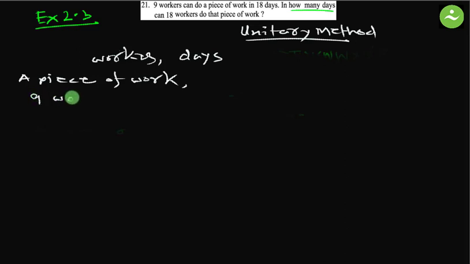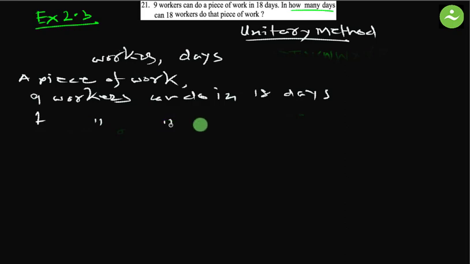9 workers can do in 18 days. Because we are doing the unitary method, we find the unit value. So 1 worker can do the same piece of work. When only 1 worker works, the days will be more. So we multiply 18 multiply 9 days.